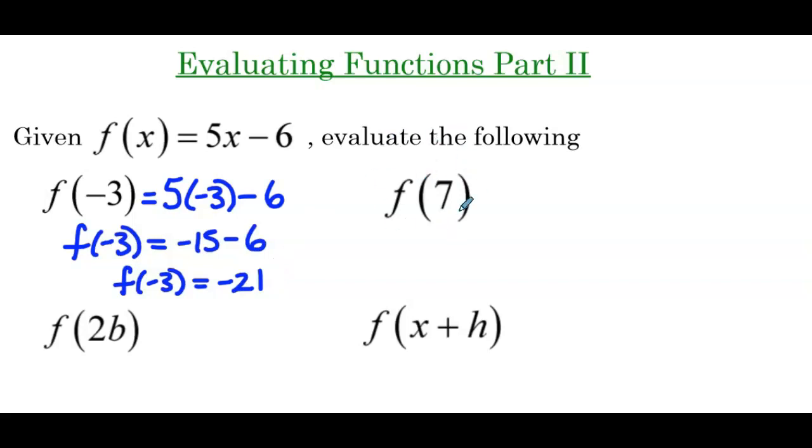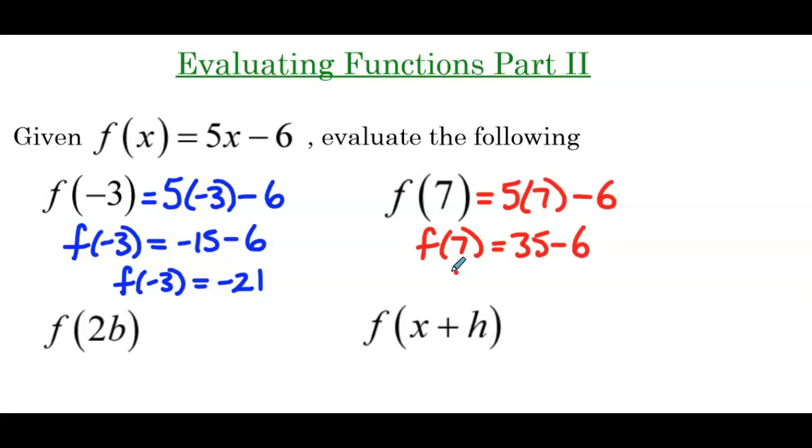F of 7, our input is 7. So we're going to substitute 7 in for x in our function. So 5 times 7 minus 6. So f of 7 is equal to 35 minus 6. F of 7 is equal to 29.